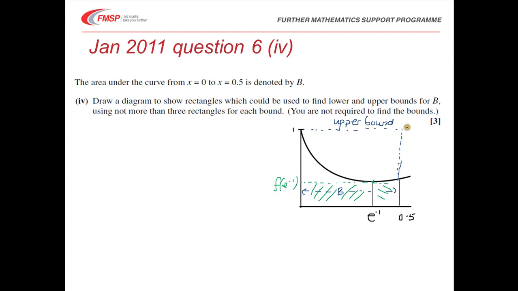So there was 1 mark for your upper bound, just in fact it was a statement mark, just a B mark for doing an upper bound, and then there was a method mark and an accuracy mark for your lower bound. Now there will be slightly different ways of drawing your rectangles, but that is possibly the easiest way of doing it, because it did say not more than 3 rectangles for each bound. So we've used 2 for the lower bound and 1 for the upper bound.